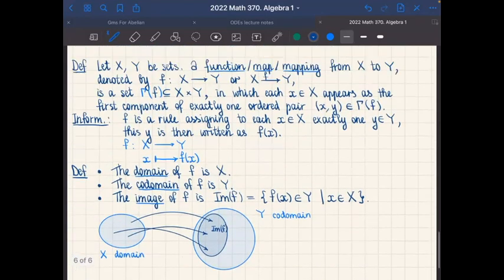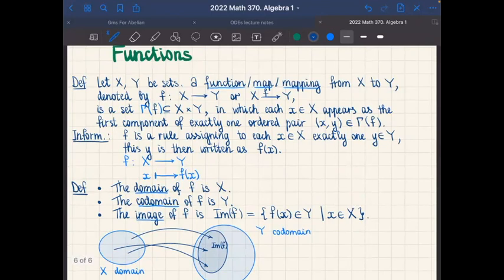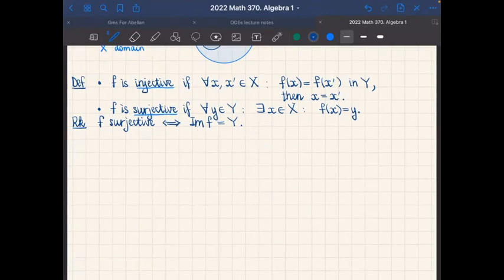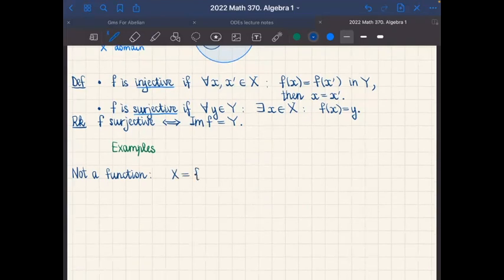So now I have talked about what a function is. I talked about domains, codomains, and images, and injectivity and surjectivity. Now let me give you some examples. So the first one is the example of something that's not a function. Let's say that X and Y are both finite sets for simplicity. So X is the set of 1, 2, 3. Y is the set of 4, 5, 6.